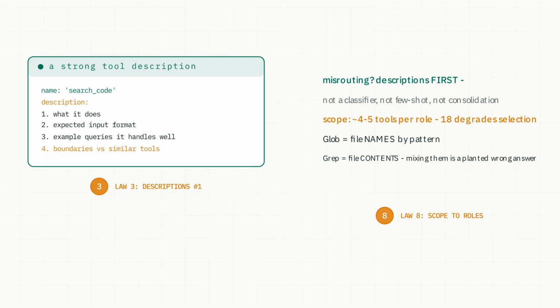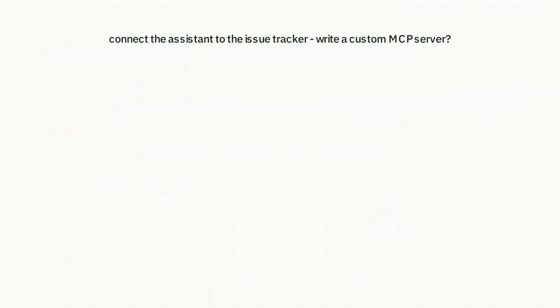Next, scope. An agent performs best with a handful of tools relevant to its role, roughly 4 or 5. Handed 18, selection reliability degrades. Law 8, quantified. And yes, the exam checks the fussy pair. Searching file names by pattern and searching file contents are different tools, and mixing them up is a planted wrong answer.